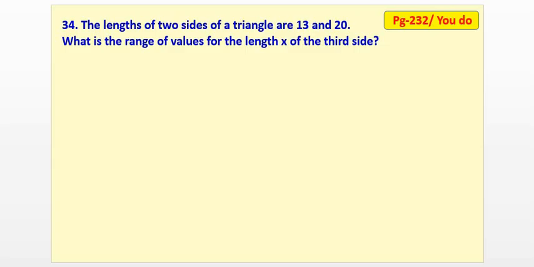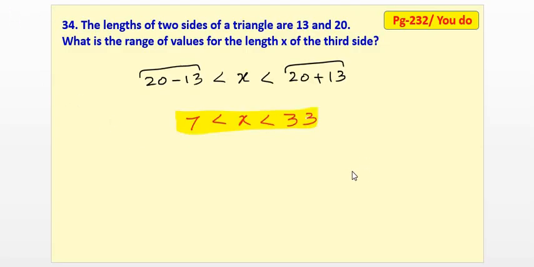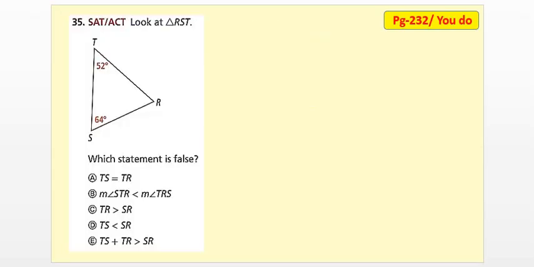Question number 34, it says the lengths of the two sides of a triangle are 13 and 20. What is the range of the values for the length x of the third side? Same question. Better pause the video here, complete it on your own. Here is the answer for question number 34. Remember, whenever you write the final answer, either highlight it or put it in a rectangle or a circle.